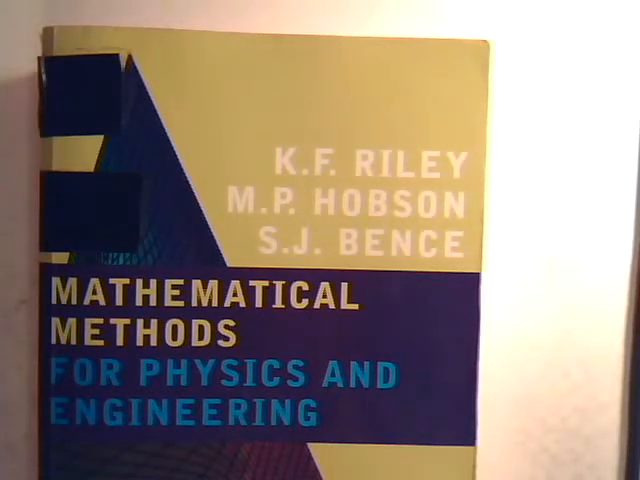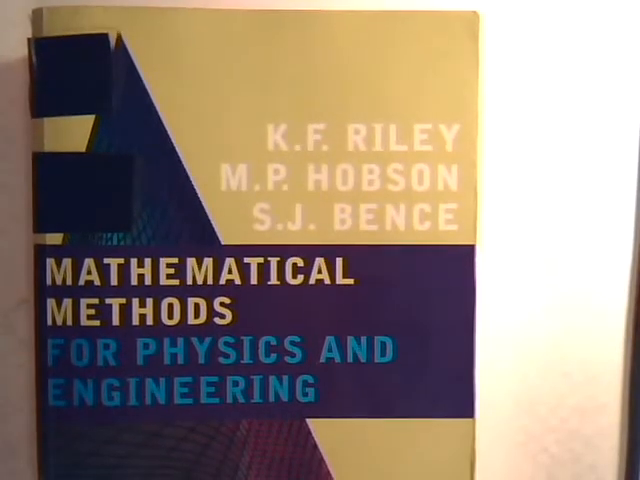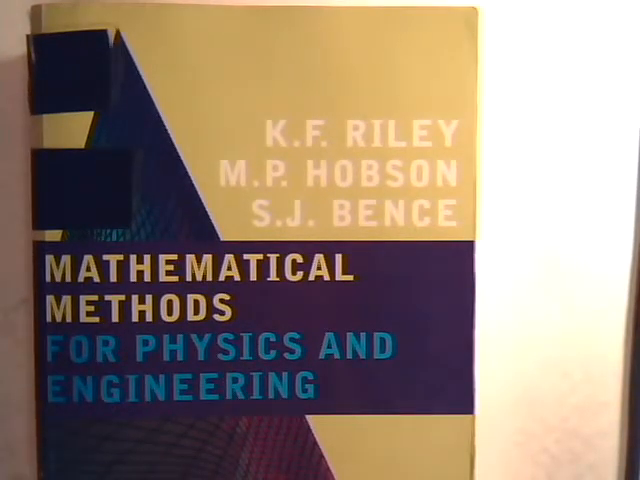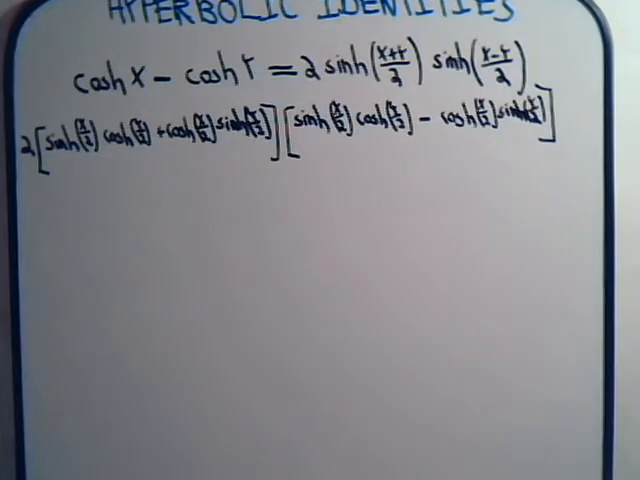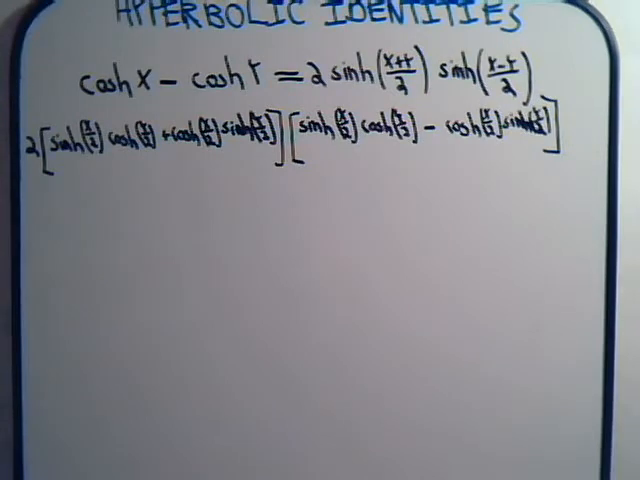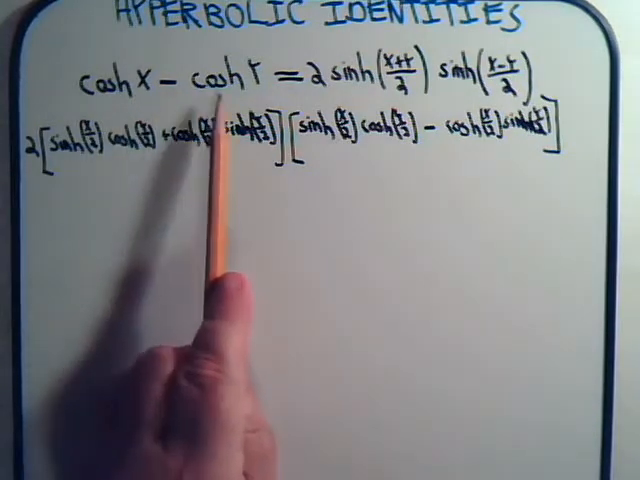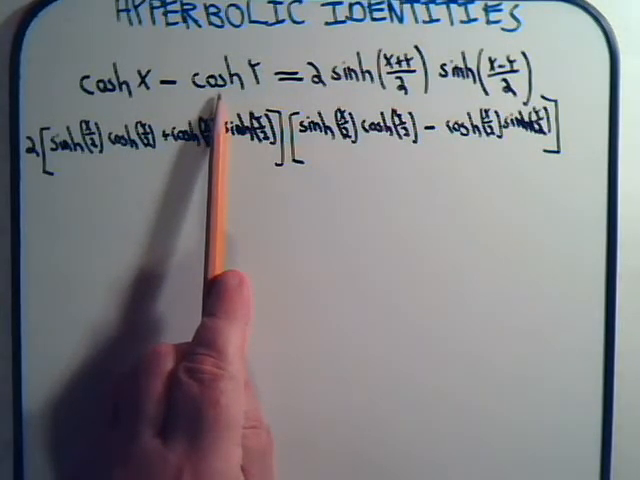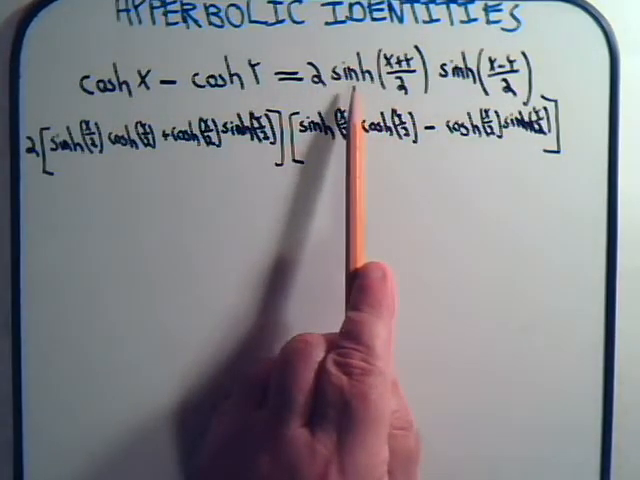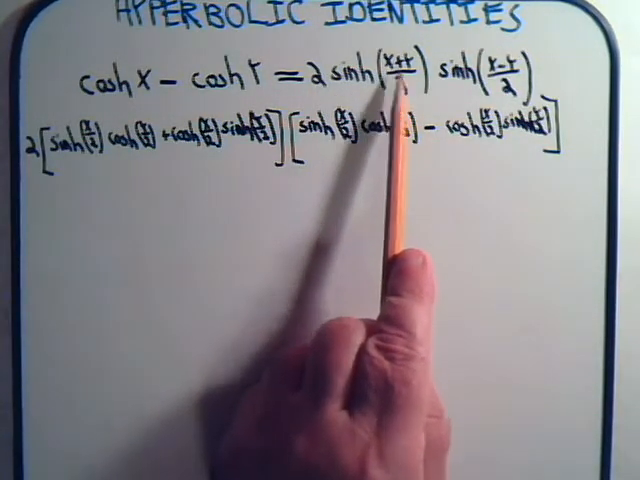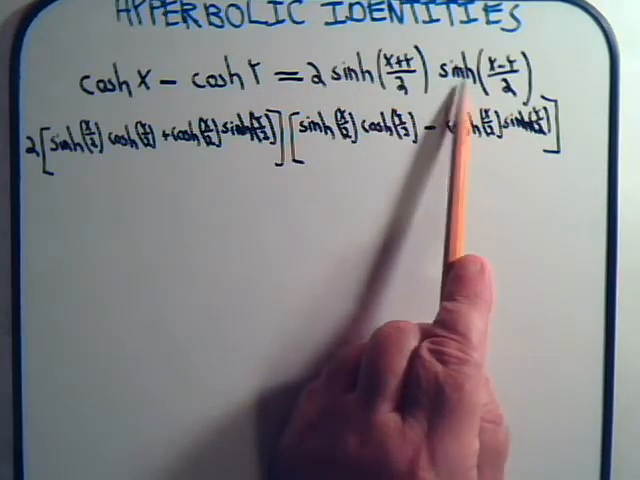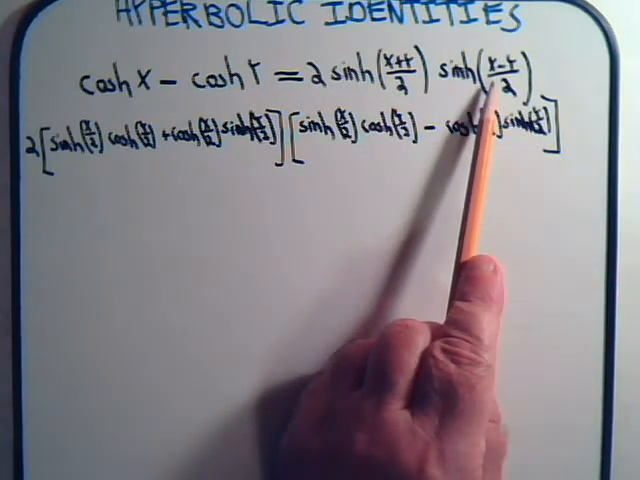Okay, this is a standard textbook that's used in a lot of mathematics, physics, and mathematical engineering courses. And here inside the text, they had this problem. We're supposed to show that the hyperbolic cosine of x minus the hyperbolic cosine of y is equal to 2 times the hyperbolic sine of (x plus y) over 2 times the hyperbolic sine of (x minus y) over 2.